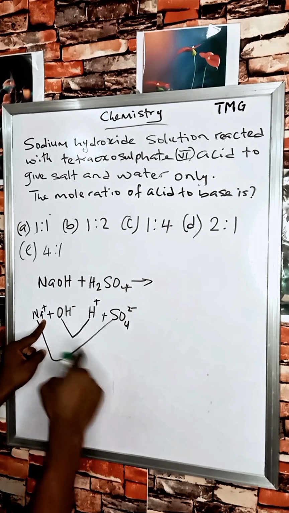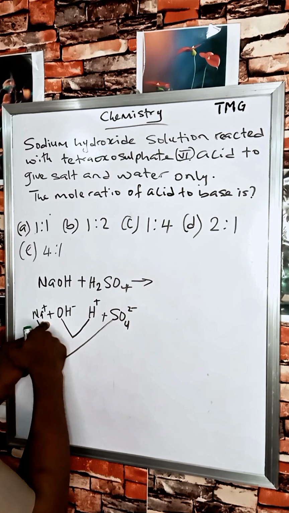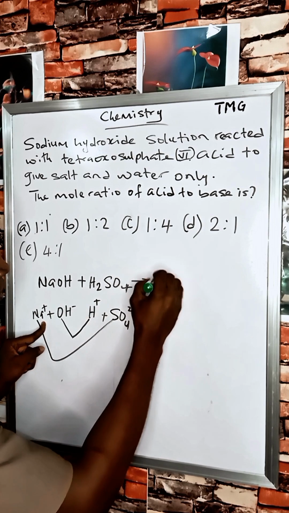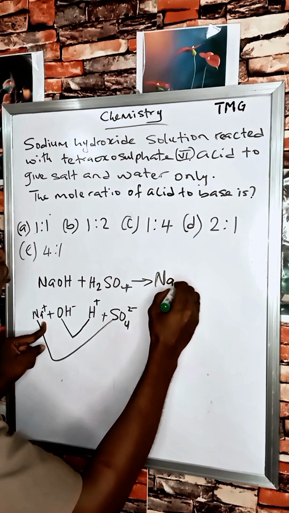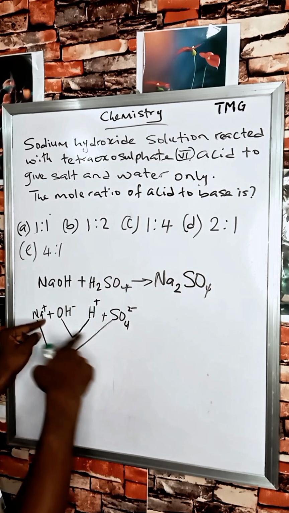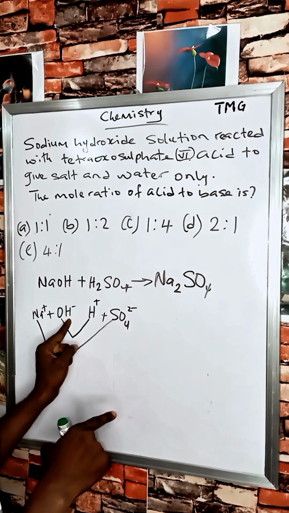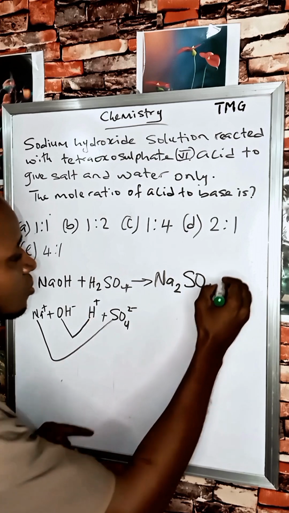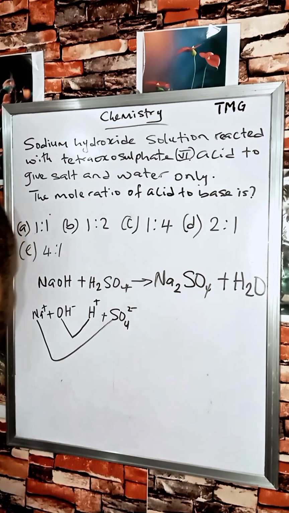So when this sodium combines with this SO4, it will give the two charge to sodium. So it will now be Na2SO4. So that means sodium has given the one charge to this. So now OH will combine with hydrogen to form water. So this will be H2O. So after doing this, the next thing is for us to balance the equation.